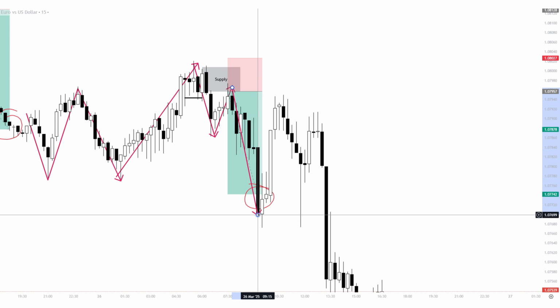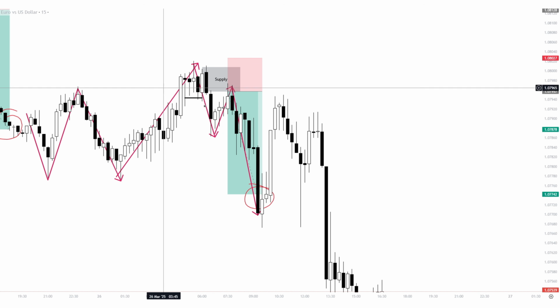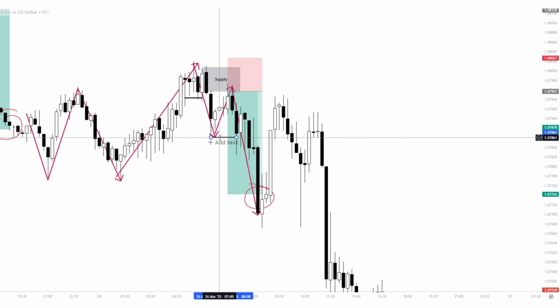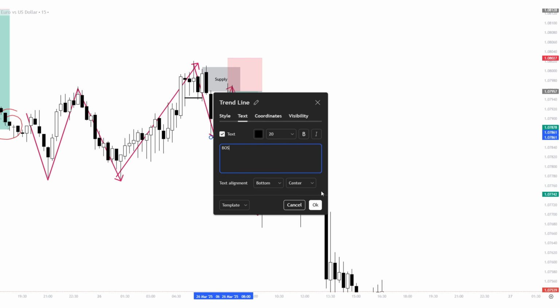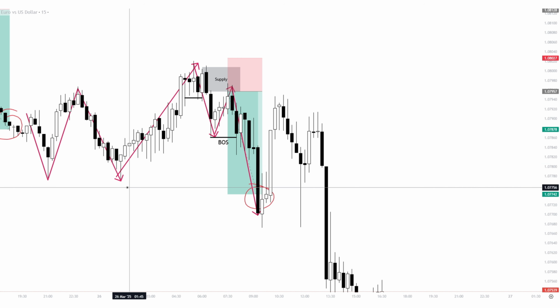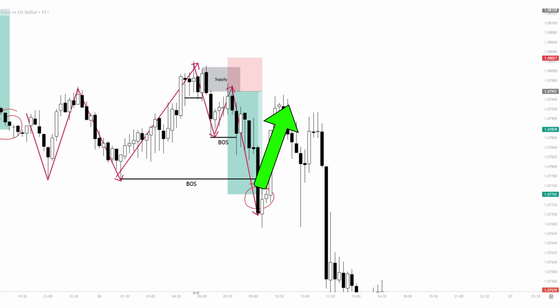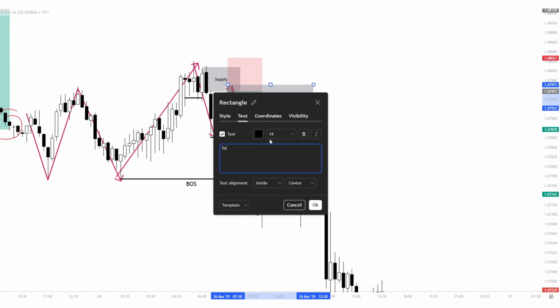Here, for example, after the price filled the supply, afterwards it broke down below the internal lows, showing that the low time frame trend is bearish, but also broke down below the external lows, showing that the high time frame is also bearish. Now, as I said before, after a break that forms a local low, we usually have an upside pullback. And once again, the pullback ends on a supply.